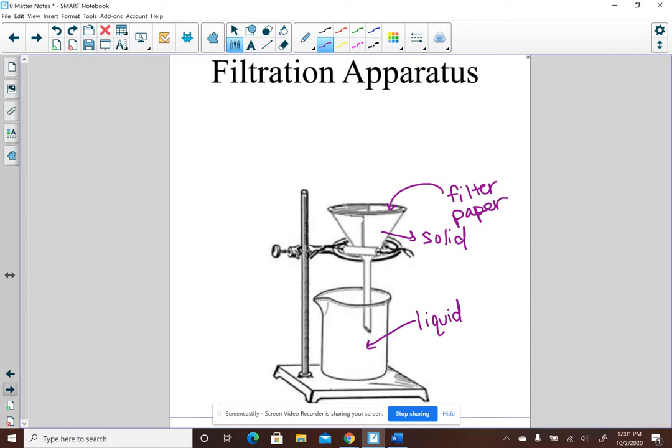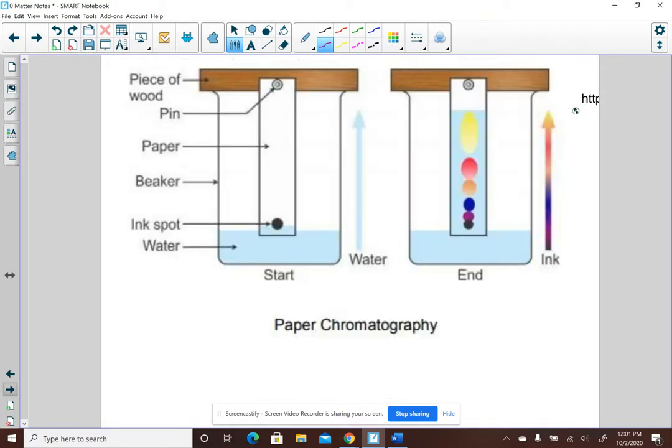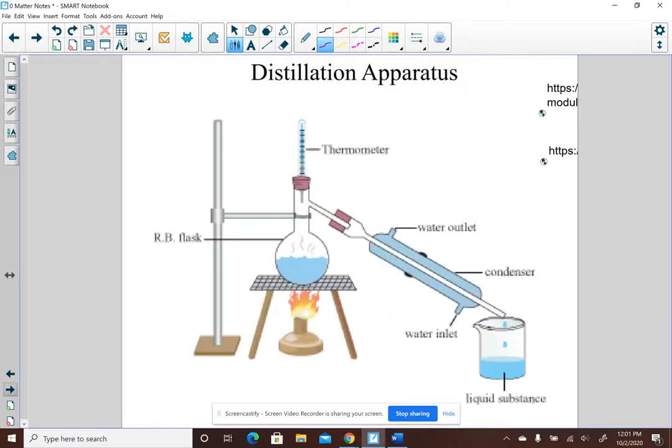Okay, so here are just some diagrams for you to have in your notes, guys. Paper chromatography, to remind you, the thing that crawls the furthest up is going to be the most soluble, and the further down they are, the less soluble they were. And here's your distillation apparatus, and it shows us heating up. This is the mixture here. And then whatever was dissolved in the water is left in that flask, and we end up with just the water down here. And this is the part that cools the water off.